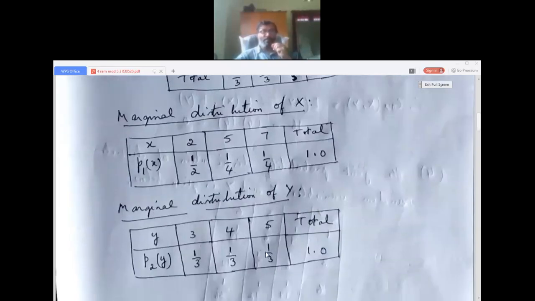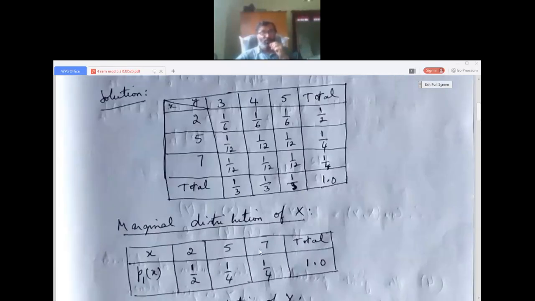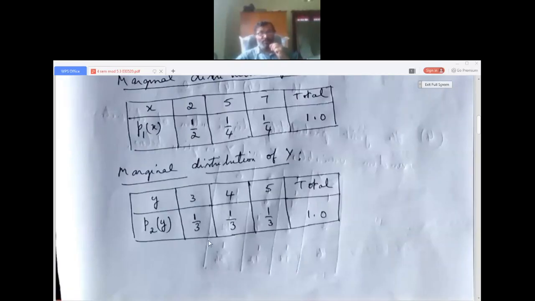Again for y value 5, P2 of y is 1 by 3. So if you add it, 1 plus 1 plus 1, that is 3 by 3, which is 1, very clearly. So this is called the marginal distribution of y. Again, there are marks for this.